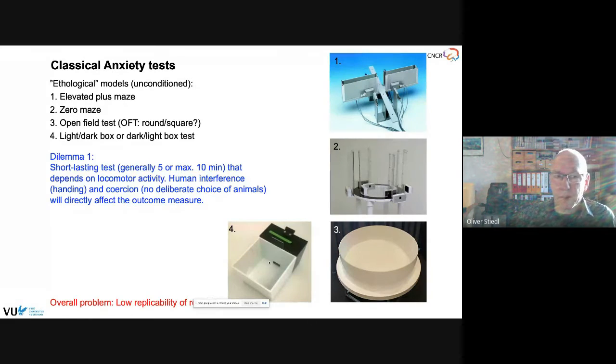Of course, the problem of these tests in general is they are short lasting. They are 5 minutes or maximally 10 minutes long. They depend on locomotor activity. And of course, you always need human interference. You have to handle the mice. You have to put them on a test. They are forced to do something. And all these actions will directly affect the outcome measures.